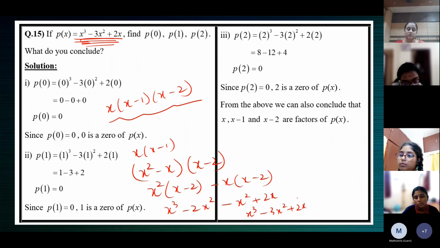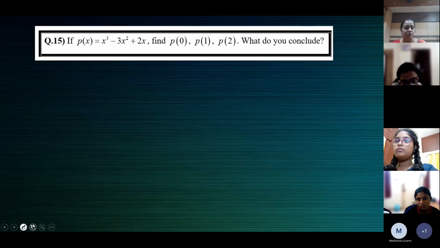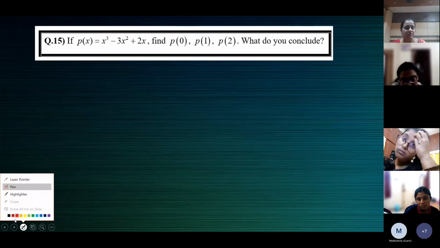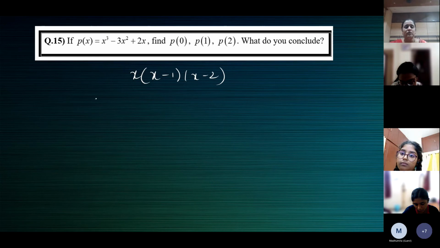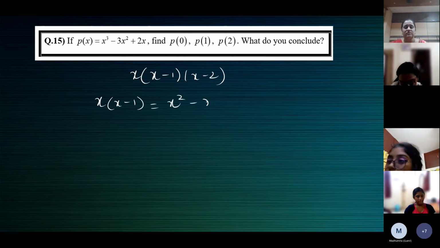X into X minus 1 into X minus 2. Let me do it here again. X into X minus 1 into X minus 2. What is X into X minus 1 into X minus 2? First, we'll do X into X minus 1. What do you get? X square minus X.